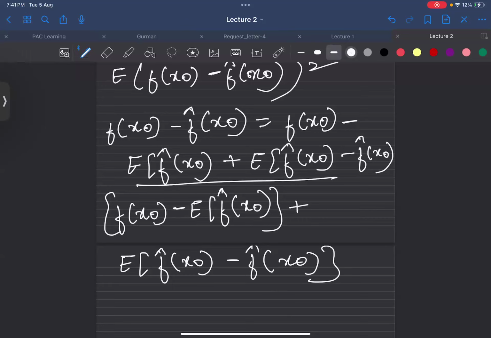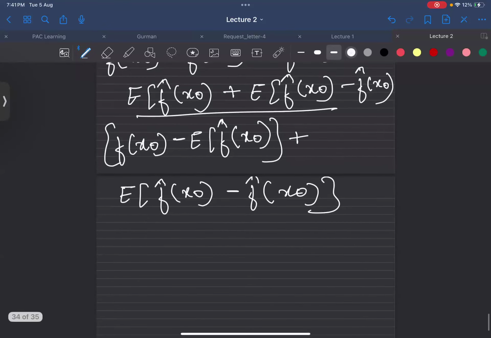Okay. Sure. So f(x0) minus... So simply what I have done is subtracted and added the expectation of f bar(x0). Just rearranged them. Now taking expectation and square. Wait a second. Is it fine now?